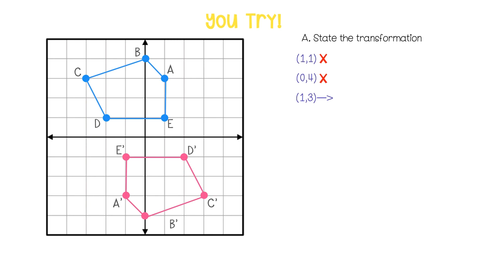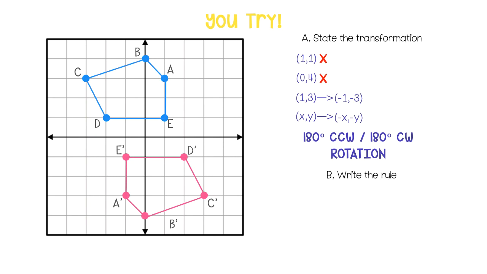So if I look at A, it's landing at 1, 3. And A prime is at negative 1, negative 3. I can come up with a rule that shows me x, y will change to negative x, negative y. This matches the 180-degree counterclockwise rotation, which is the same as 180 degrees clockwise. If I wanted to write the rule, it's my lucky day. I just found the rule when trying to answer A. We take x, y and both become negative.